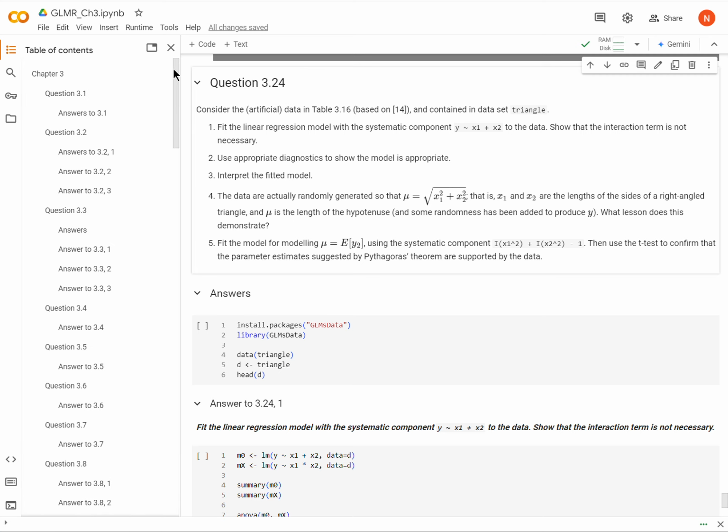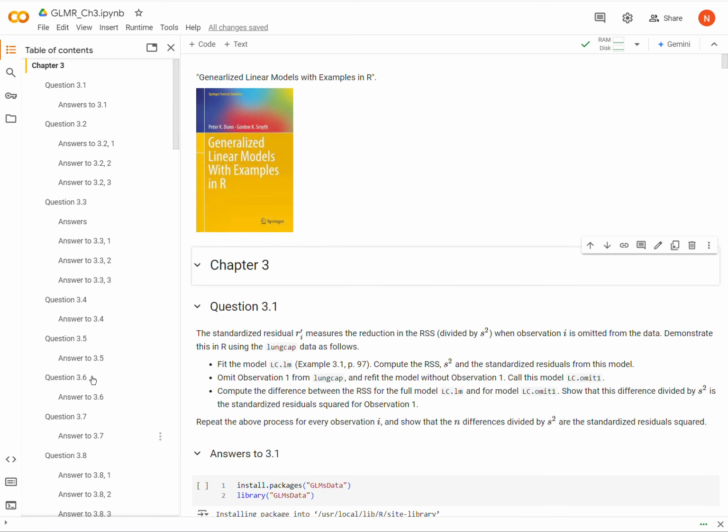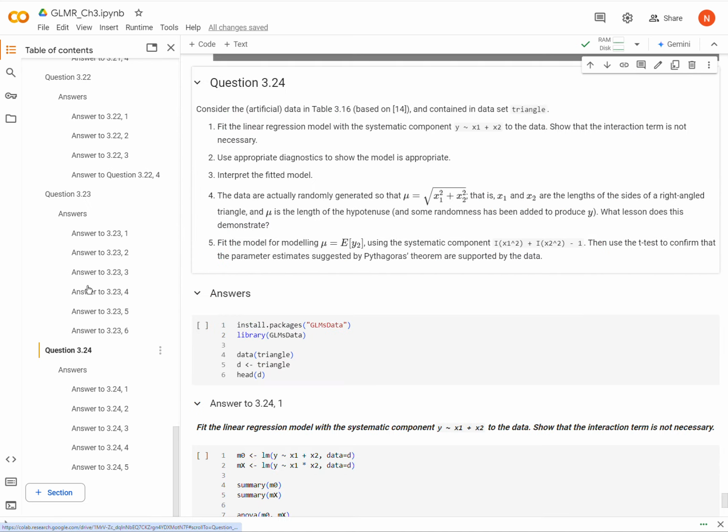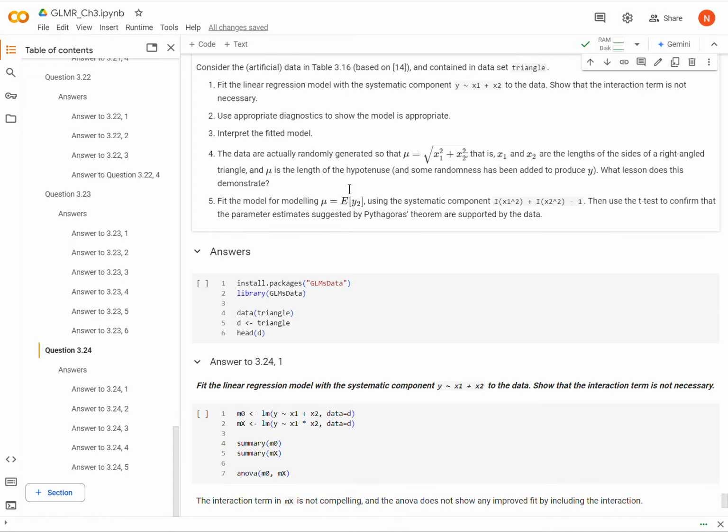So this is Generalized Linear Models with Examples in R, that book there. And we are on question 3.24. Yeah, so we'll just go piece by piece here. So we're going to look at a data set. Make sure to tell us that it's an artificial data set. We'll see why here in a minute. And it's called triangle. Okay, so we'll come to each question as we come to it.